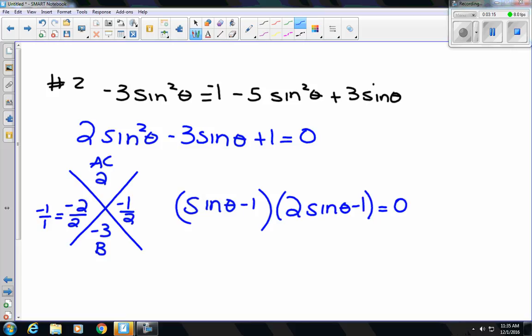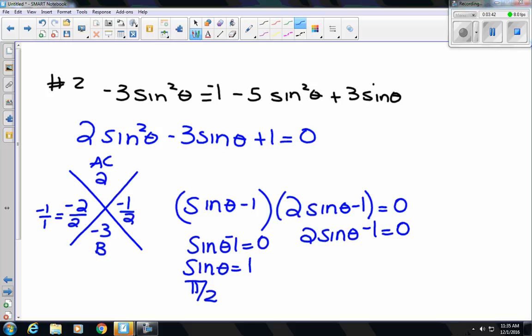Okay, now I set each one of these equal to 0. So sine of theta minus 1 equals 0. Sine of theta equals 1. Where does the sine of theta equal 1? Pi over 2. And then 2 sine of theta minus 1 equals 0. Sine of theta equals 1/2.